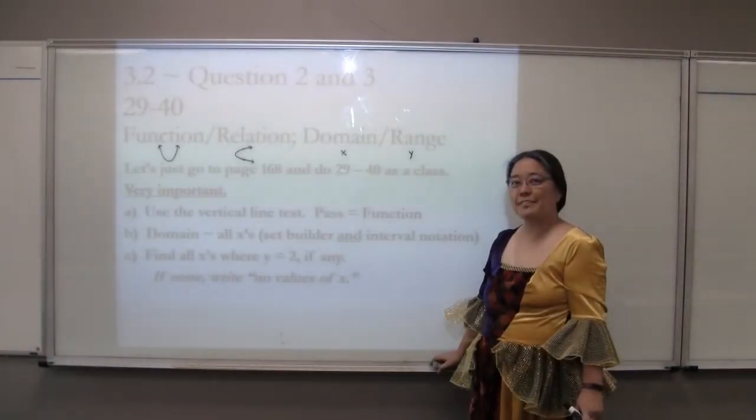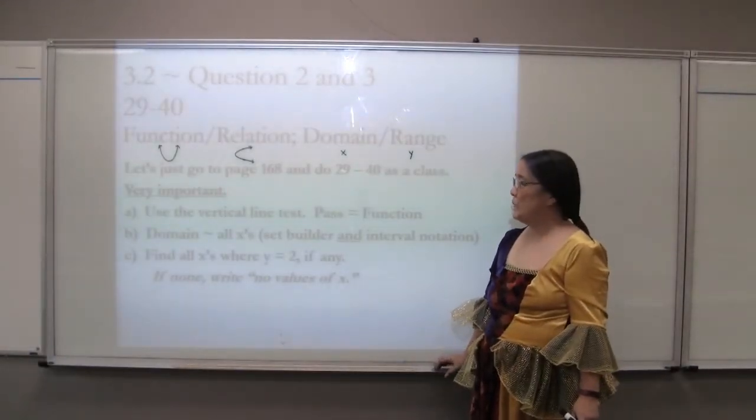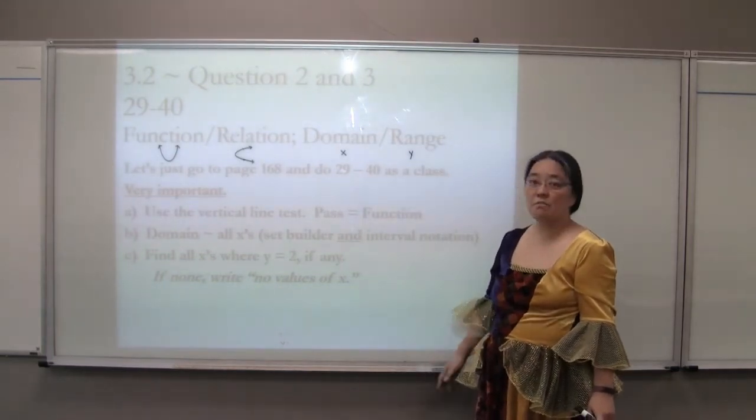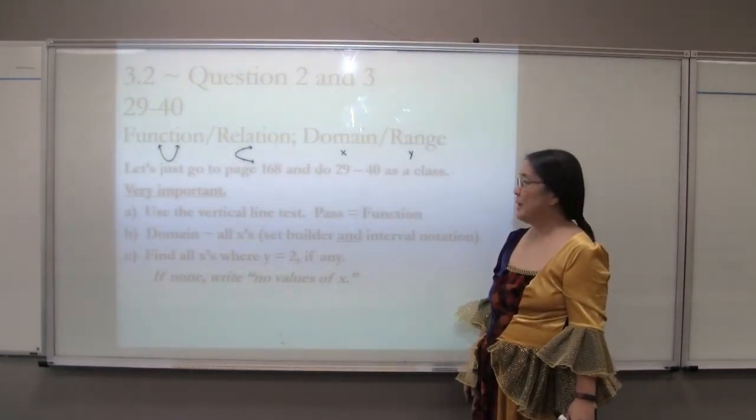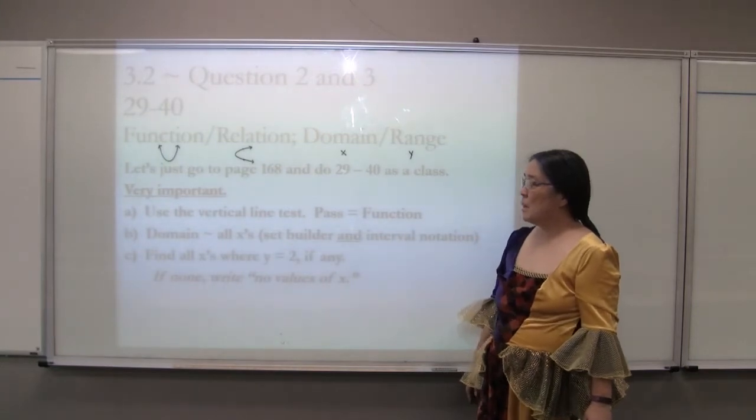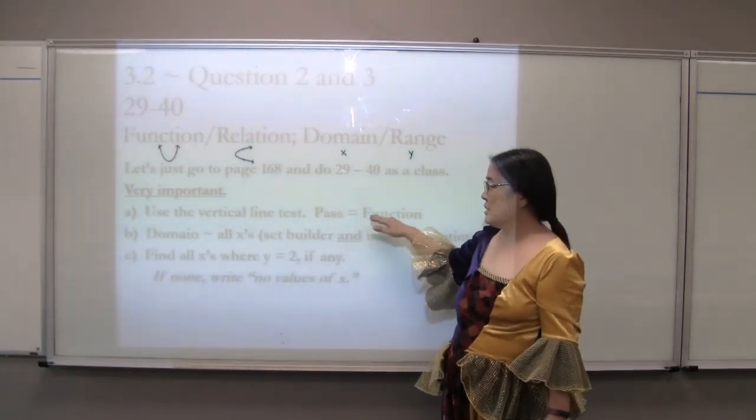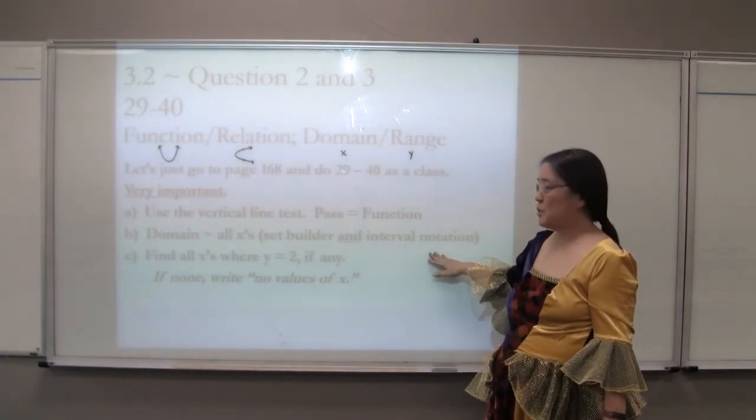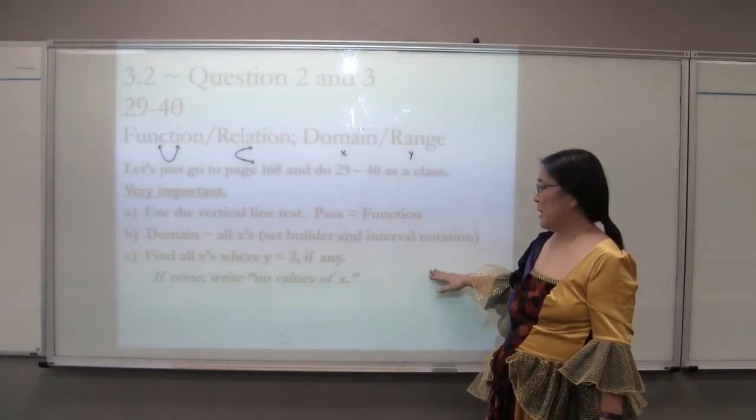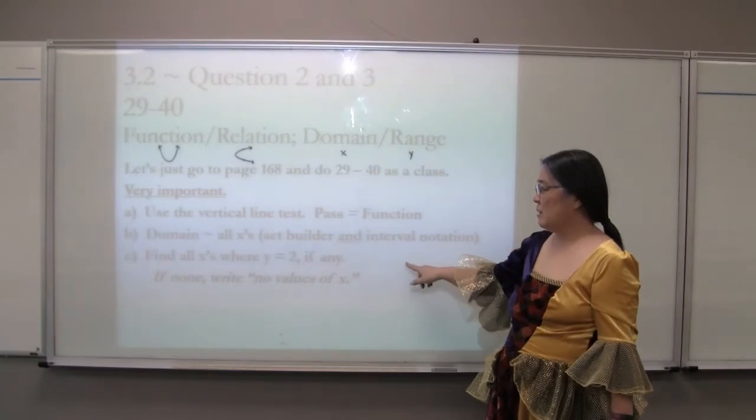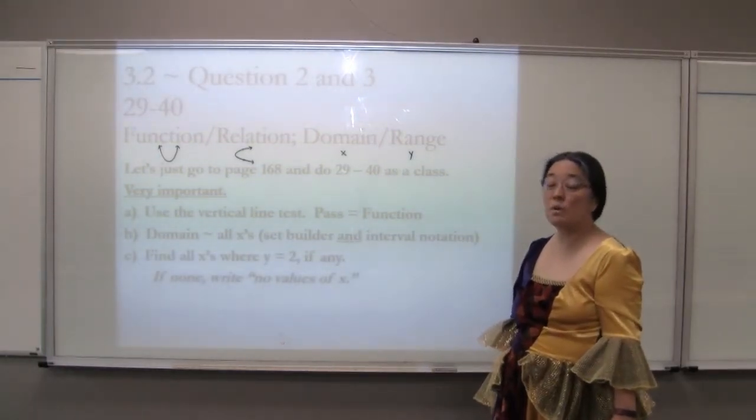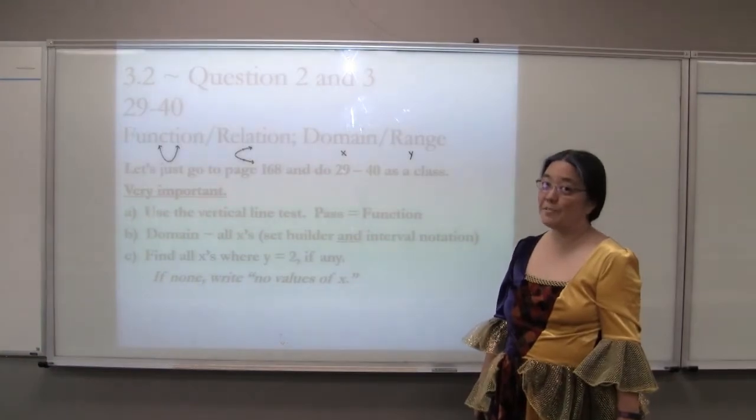For those of you who have the textbook, you can go to page 168, and 29 through 40 have a lot of function versus relation and domain versus range problems, where you can use it to see, does it pass the vertical line test, what the domain is, and what the range is. And also, they have a question about find all the x's where y is equal to 2, which will help you with reading a graph.